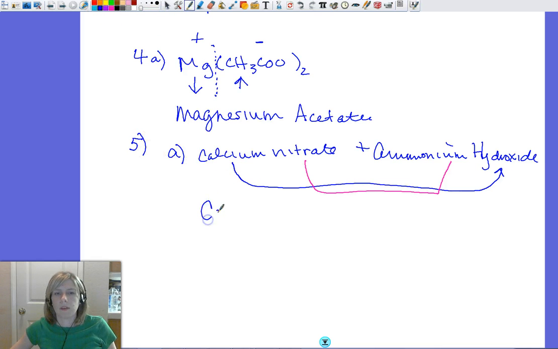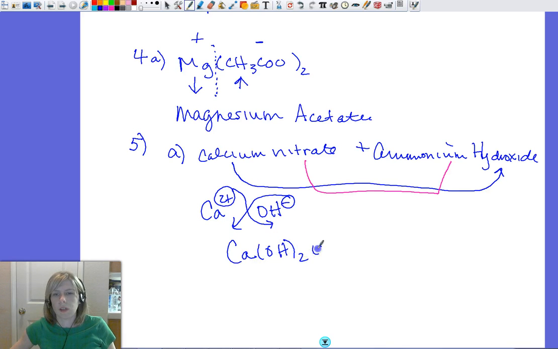So we have Ca2+ and OH1-, cross our charges, and that's going to give us Ca(OH)2, and that'll be a solid. So you just have to check with your solubility chart to see if when they recombine you would get something insoluble. So if you look at ammonium nitrate on the chart, that would be soluble. So that wouldn't be something we'd write down.